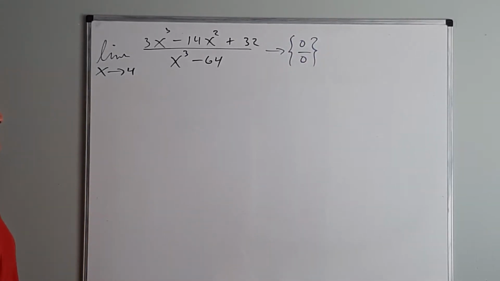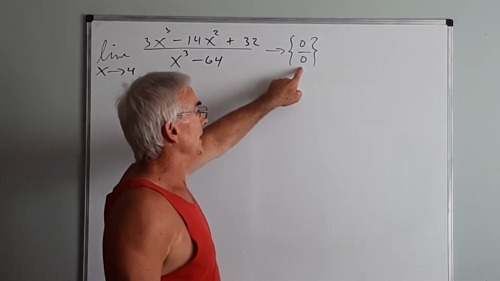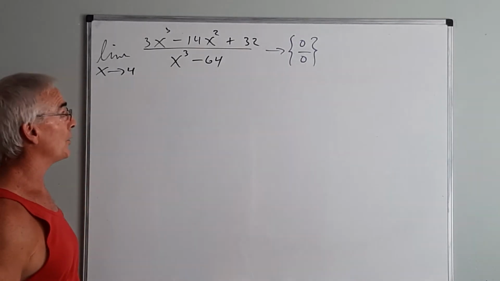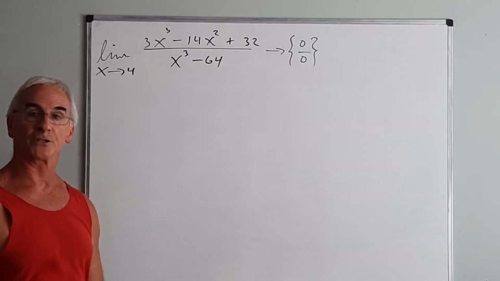That means this is an indeterminate form 0 over 0. 0 over 0 is not the answer, it's not a value. We are approaching this form, which tells us our strategy is to factor and cancel because those are both polynomials. Now, they're both third-degree polynomials, so factoring might be a little bit of a challenge.